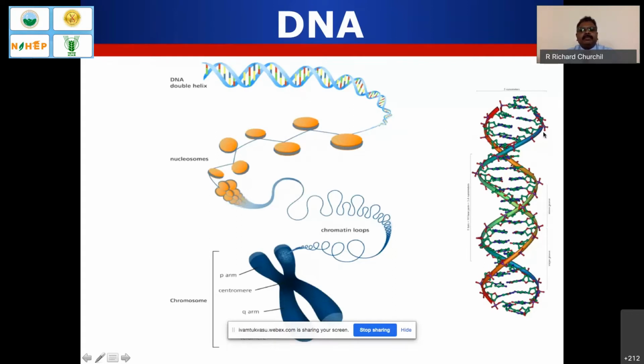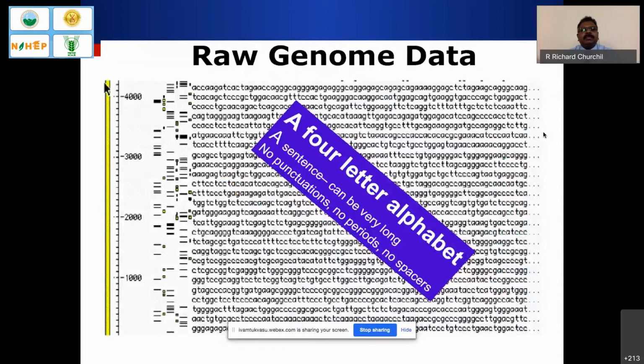And the total size of the DNA in cattle is around 3 billion base pairs, whereas in case of chicken, it is just one third, around 1 billion base pairs. Now, this is the raw genome data. It looks like this. And all this A, C, G, T, all the 4 bases are occurring repeatedly, and then it runs without any punctuation or any spaces.